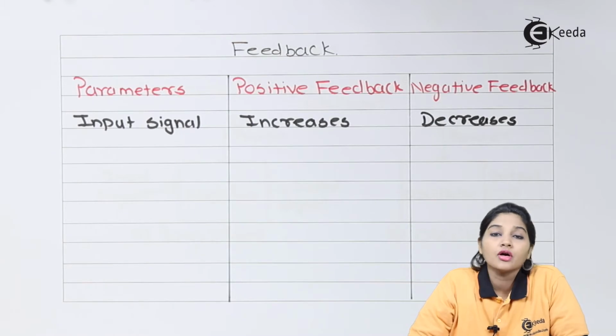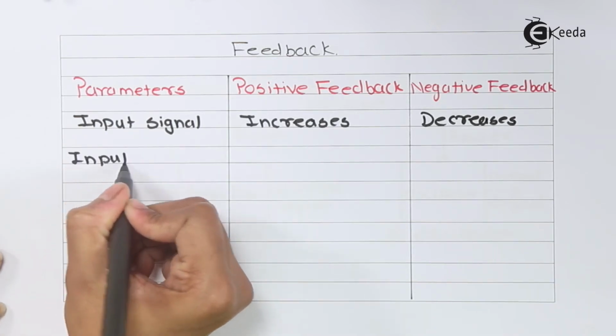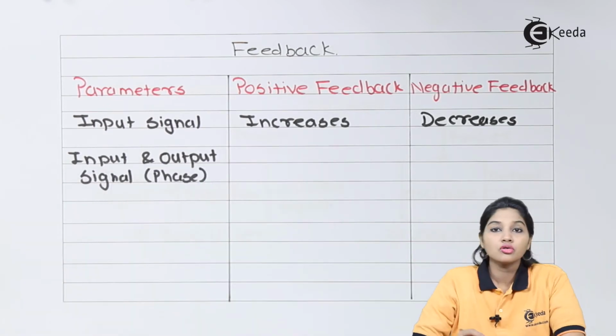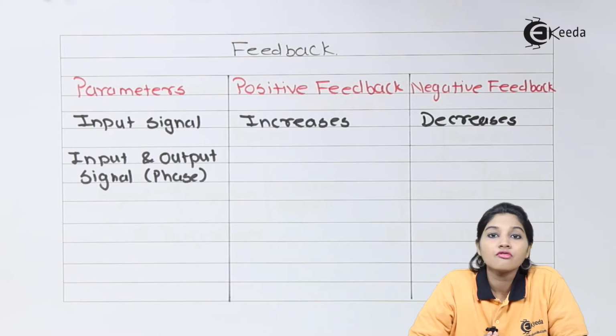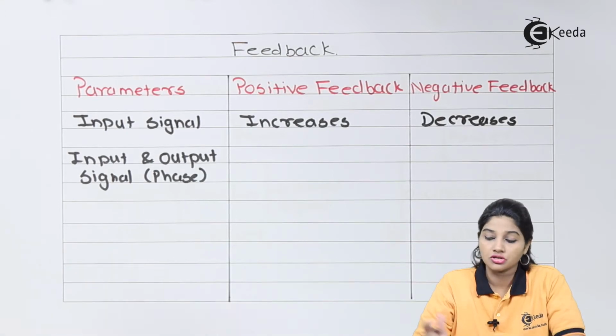Then the second parameter that we are going to consider is the relationship between input and feedback signal, or we can say, as feedback is nothing but output or a part of output, the relationship between input and output. In this relationship, we are basically going to consider the phase relationship. In case of positive feedback, there is no phase change, or we can say the input and output are in phase with respect to each other. Whereas in case of negative feedback, there is a phase change. That means input and output are not in phase with each other. They are out of phase with each other.